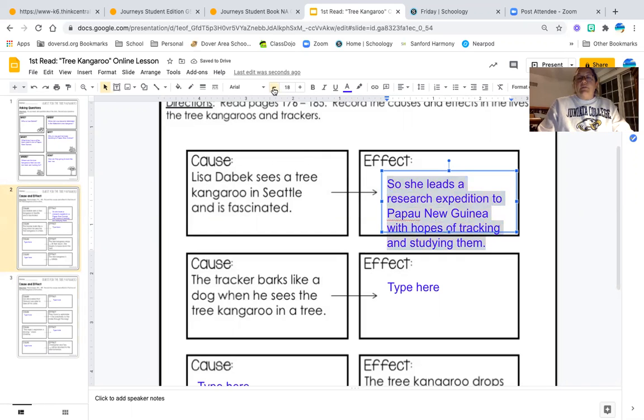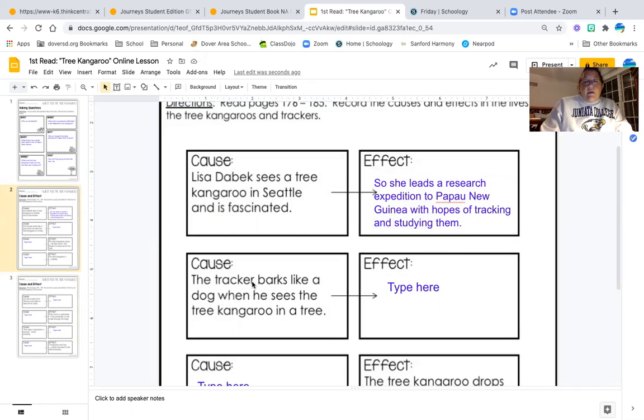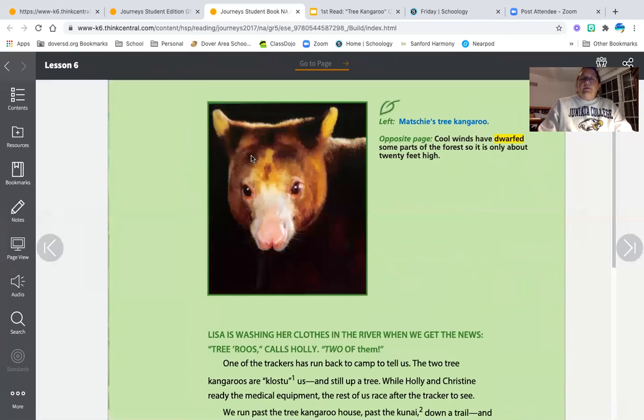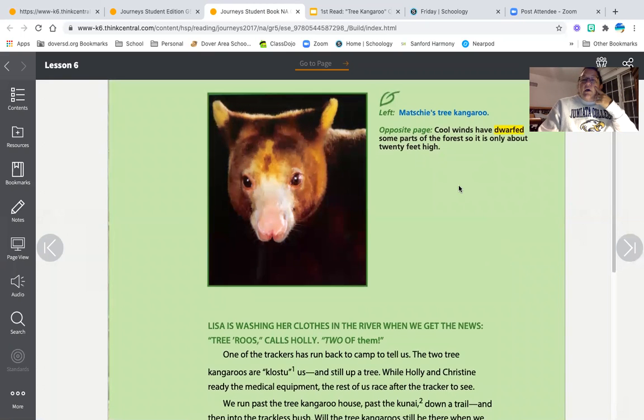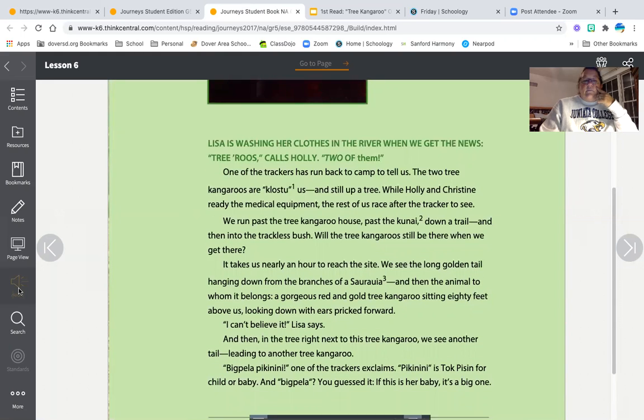So to make sure this fits in here, I'm just going to make the font a little smaller. I'm going to make my box a little bigger. And there we go. It fits right in. All right, so the tracker barks like a dog when he sees the tree kangaroo. I don't think we read this part yet, so let's go back to the story and move on to the next page. All right, so there's a picture up close. You can see how that muzzle is very flesh-like, kind of like our skin is. It's probably very sensitive. And here we go. Let's listen to them move on.